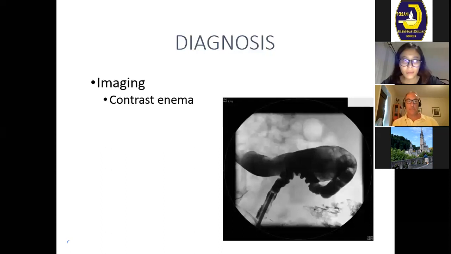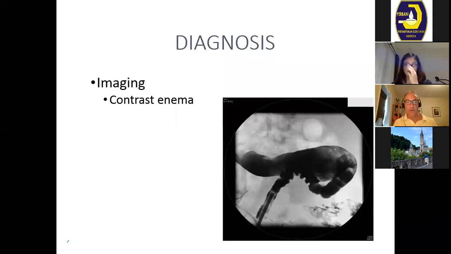Most people will do a contrast enema if they suspect Hirschsprung's disease. And I say contrast enema and not barium enema because certainly in our center we discourage the use of barium in small children. So we use water-soluble contrast.